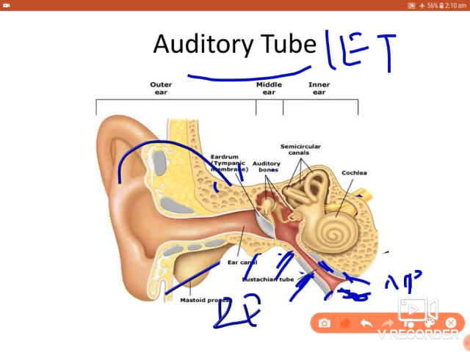Then the function of the auditory tube, it maintains an equilibrium of air pressure on either side of the tympanic membrane, that is the exterior with the interior.